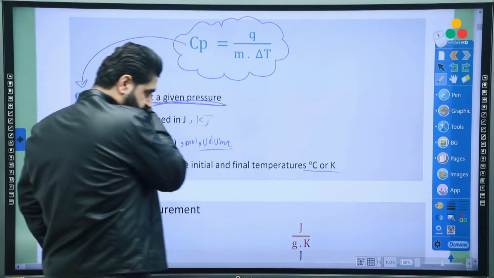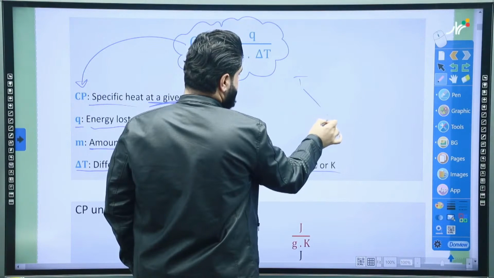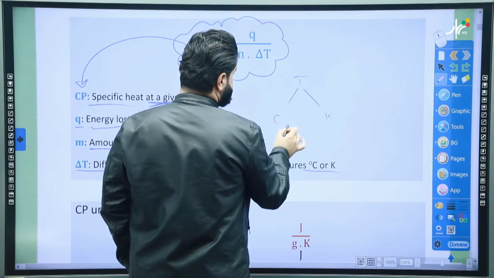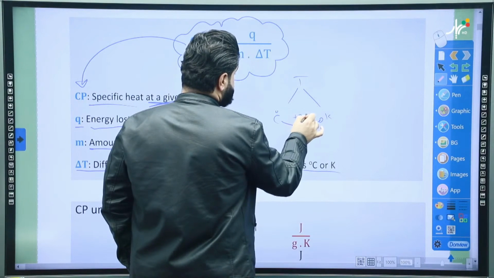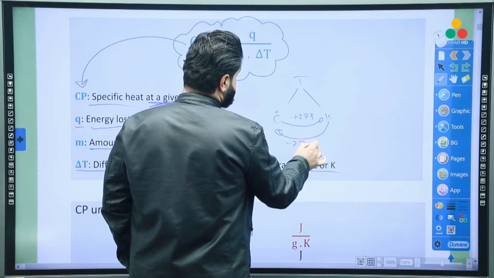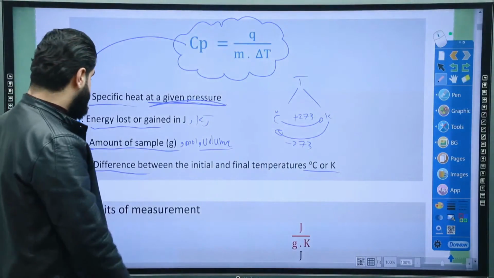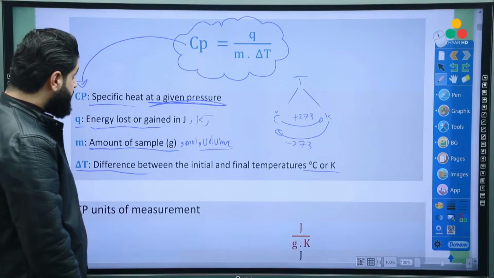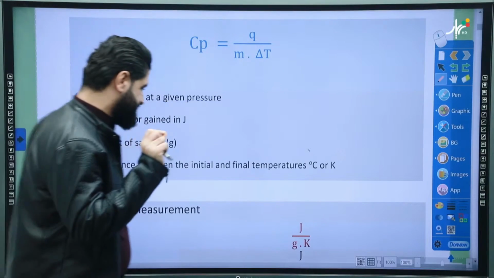You know how to change temperature. It is measured in Kelvin or Celsius. Changing Celsius to Kelvin, plus 273, or Kelvin to Celsius, minus 273. It's very simple. I think you know this. Very good. And now let's talk about some critical things.